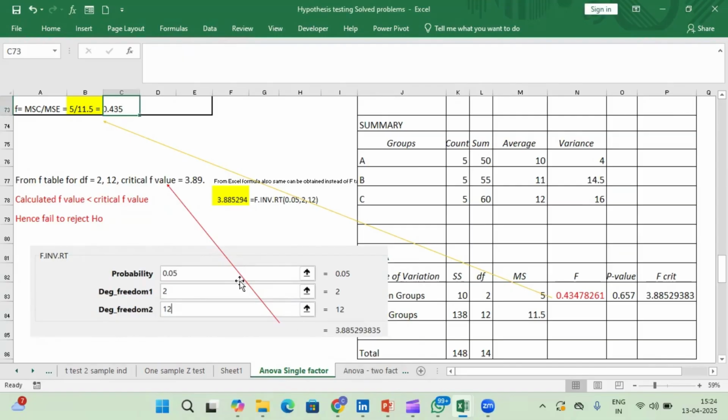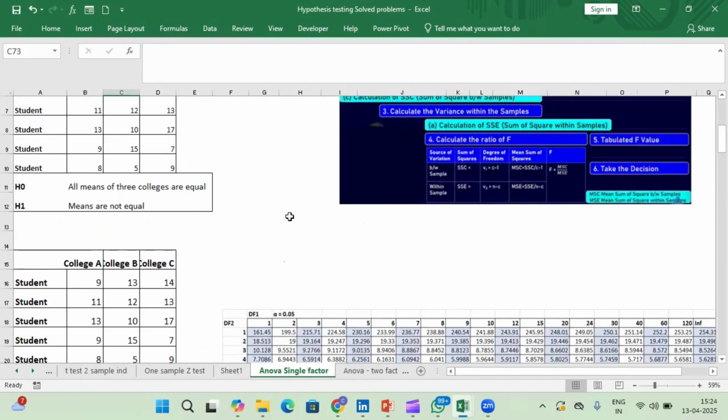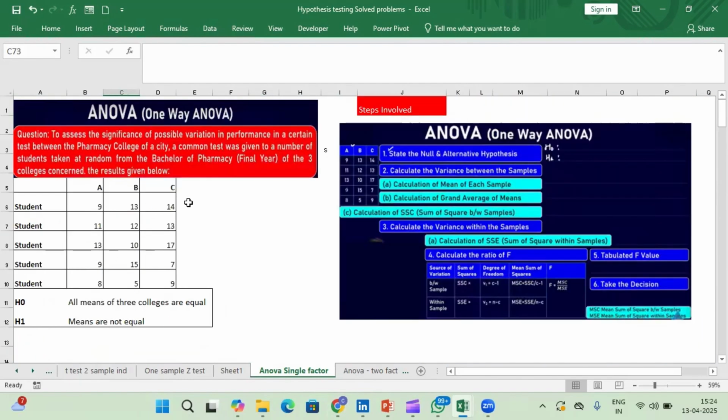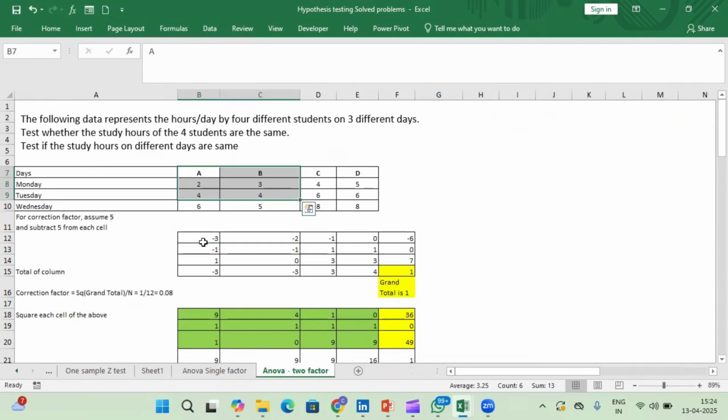Now come to ANOVA two factors. Problem statement is here. ANOVA two factor. Following data represents hours per day studied by 4 different students on 3 different days. Test whether these study hours of 4 students are the same.